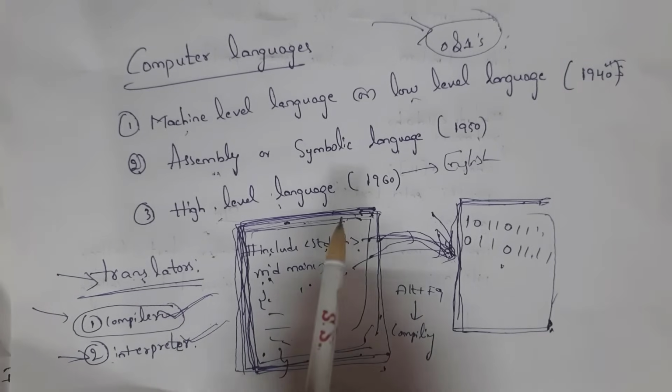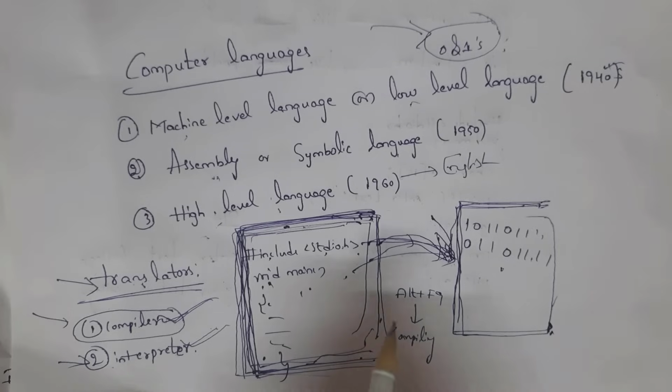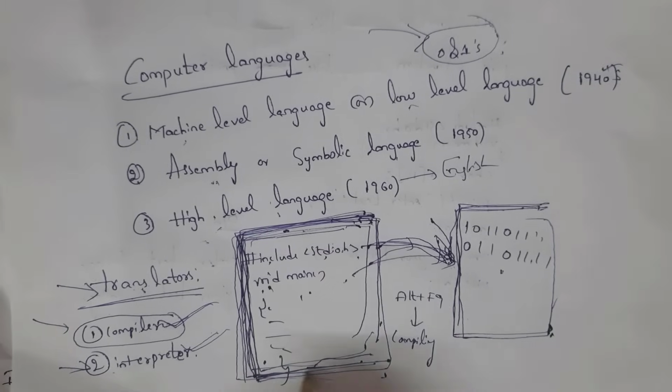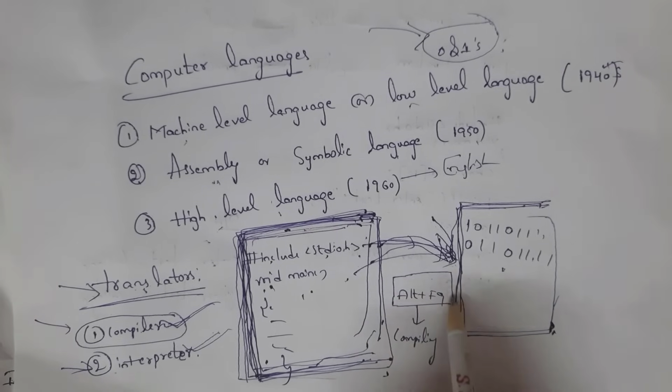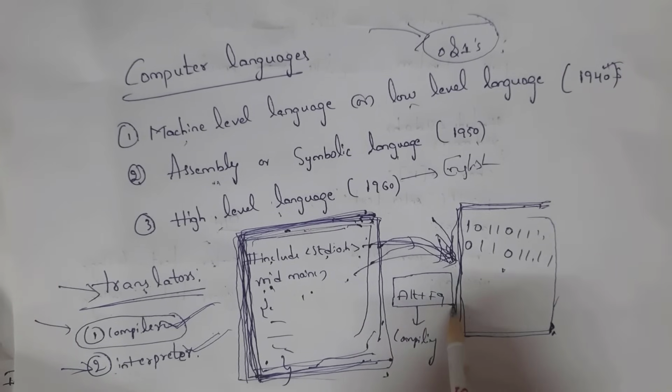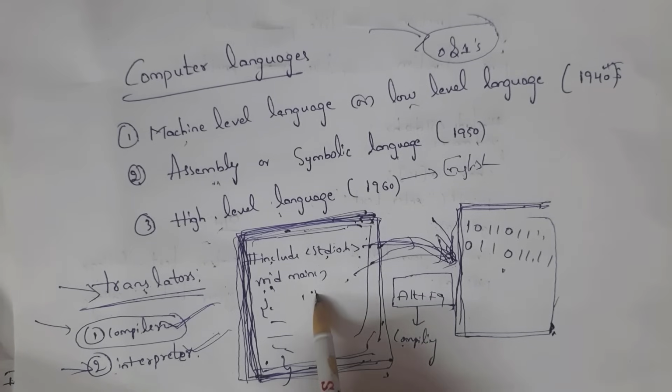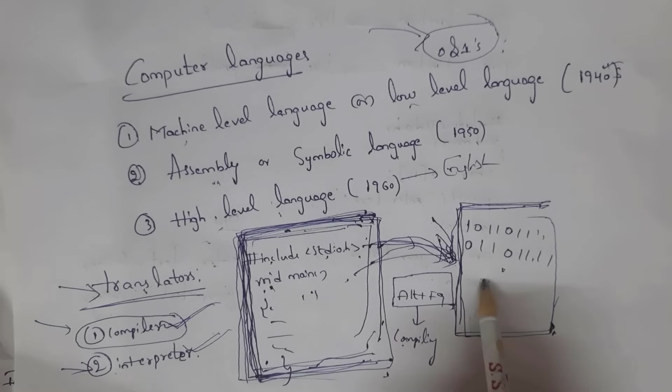That means, for example, I open Turbo C++ and write a program in Turbo C++, and then I click Alt F9. Whenever you click Alt F9, you are compiling your program. The compiler will convert this high level language program into low level language, that is in the form of zeros and ones. So this is the use of a compiler.